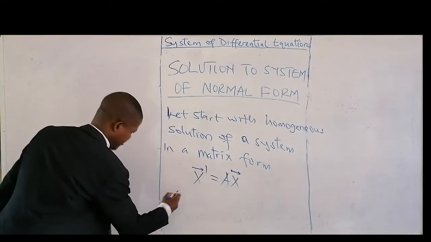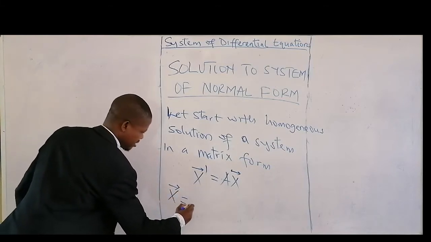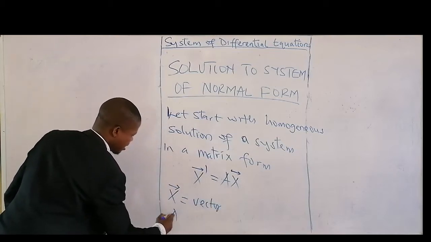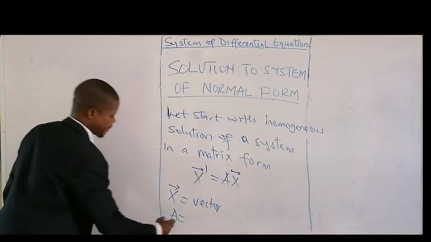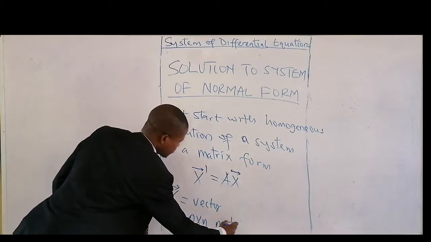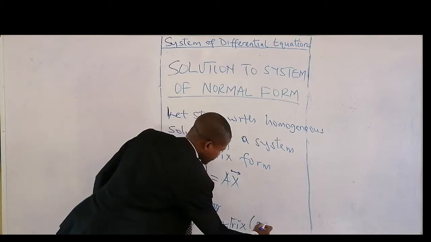What is the meaning of this? This symbol is a vector. This is a vector, and A is an n by n matrix, which is a square matrix.